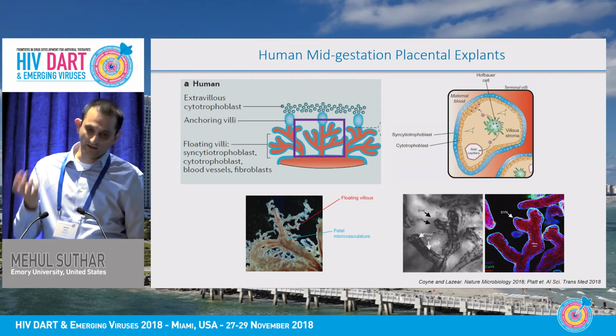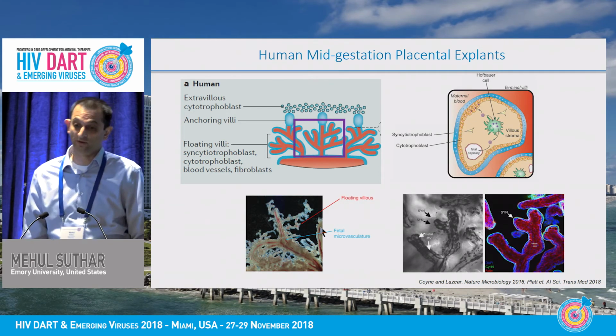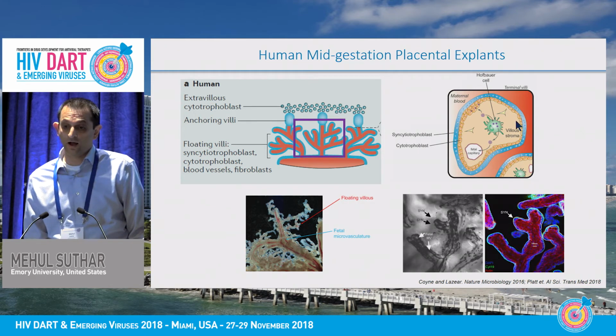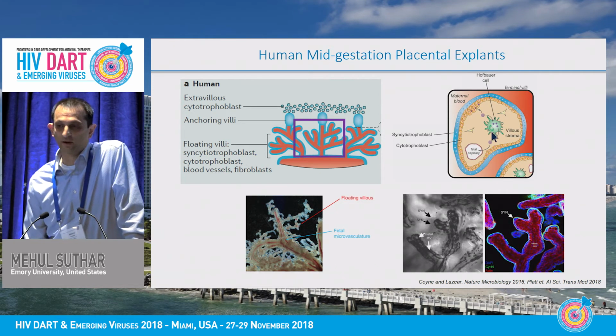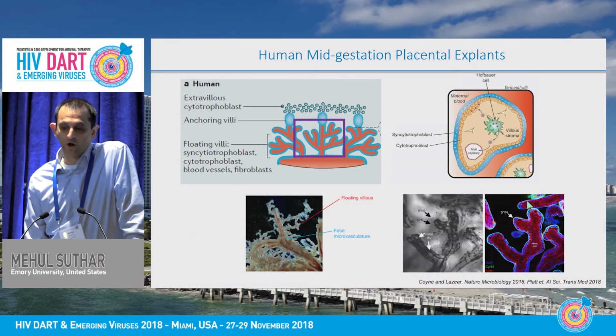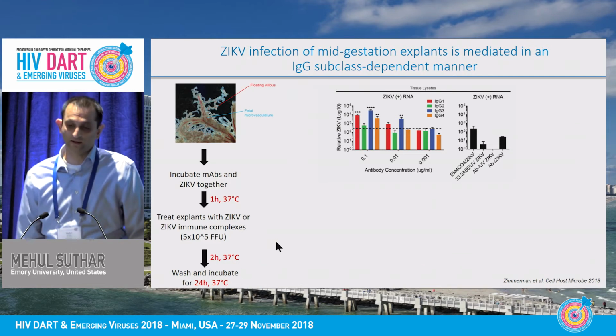We then delicately isolate these chorionic villi, which are again normally bathed in mother's blood, which is shown here, but still maintain all the architecture of the syncytial layer. The cytotrophoblast layer have endothelial cells, have fibroblasts, have our Hofbauer cells, all intact within this system. And what we did was we took these placental explants, we generated our immune complexes, we treated them with Zika virus or with these immune complexes, washed and incubated, and see if we can detect virus replication.